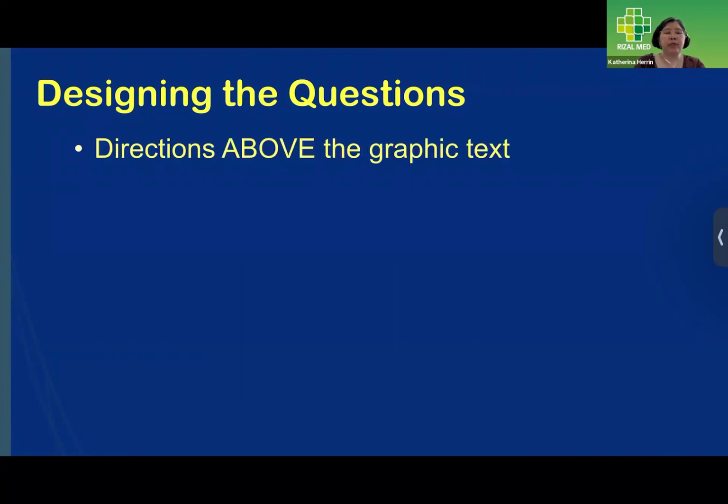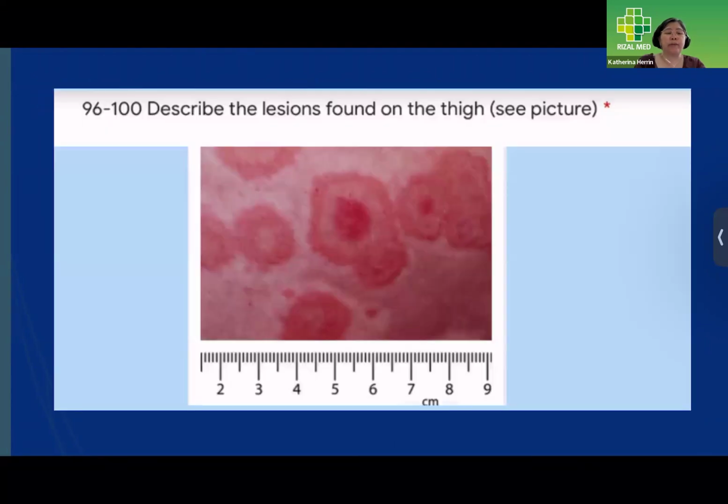For those with pictures, graphics, charts, tables, you put the directions above the graphic or text, like so. The examinee will process the text first, and in succession will see what the text was referring to.